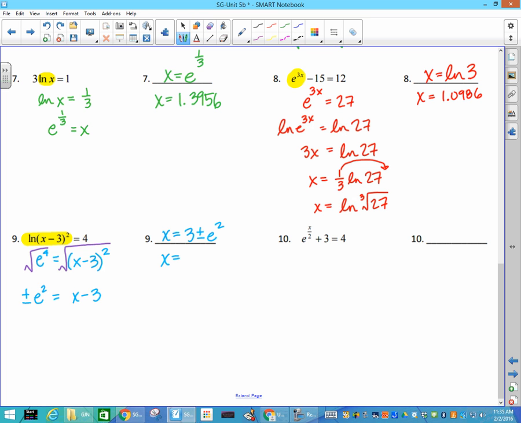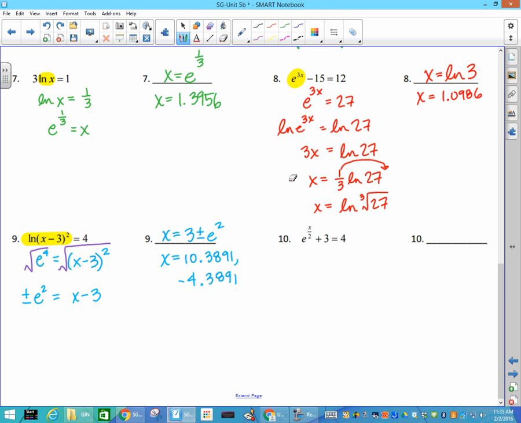If you want to put it in a decimal, that's going to give me 3 plus e squared, which is going to be 10.3891. And 3 minus e squared is going to be negative 4.3891. Okay? So you'll either put the exact answer or answer rounded to the nearest 10,000.